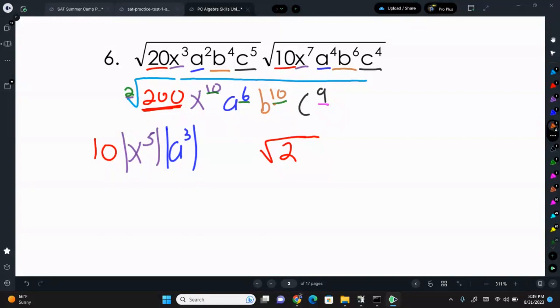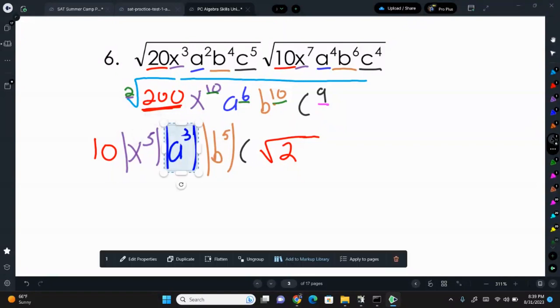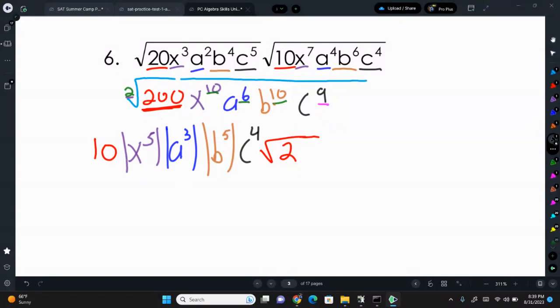No remainder. B to the 10th. 10 divided by 2 is 5, so b to the 5th. Absolute value bars around that because 5 is odd, and we had even and even. And now c to the 9th. 9 is odd, so when we do 9 divided by 2 and get 4, we do not need to put absolute value bars around it.